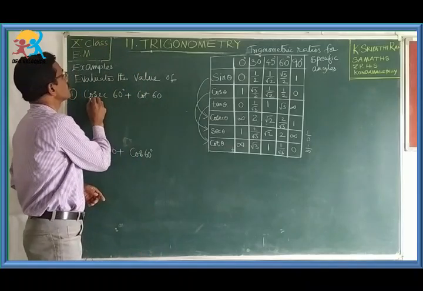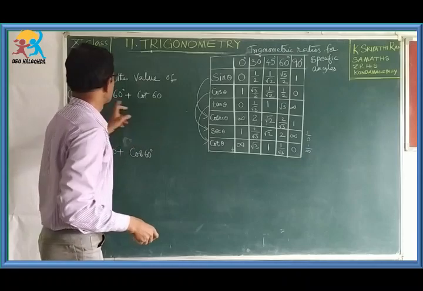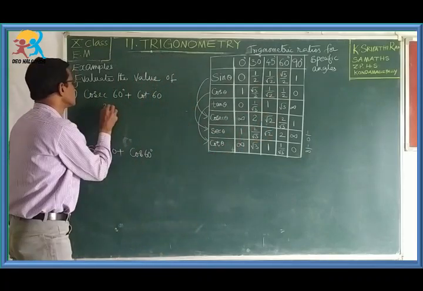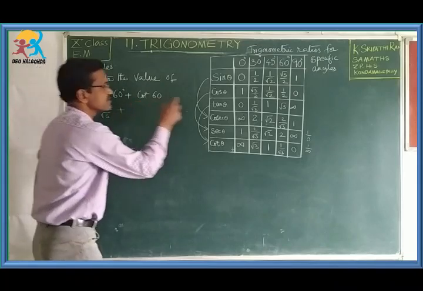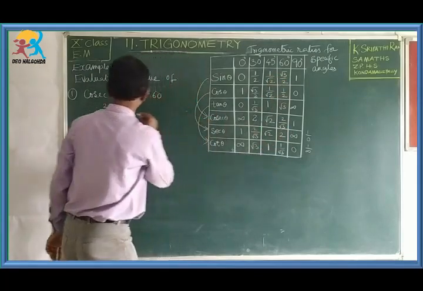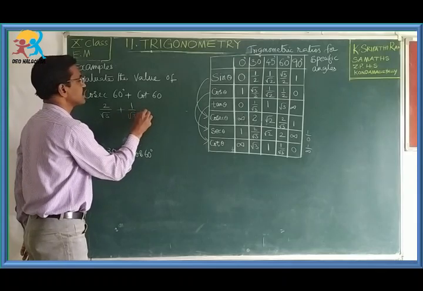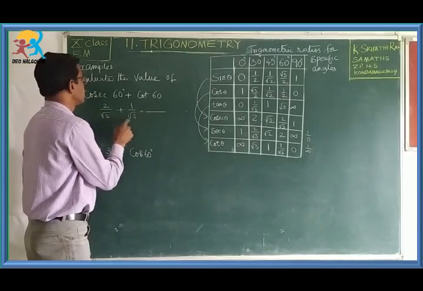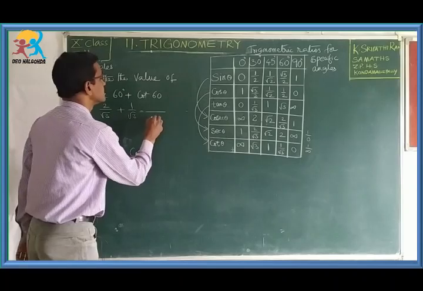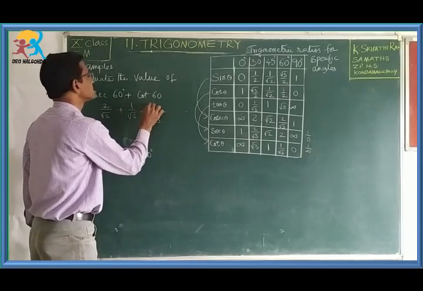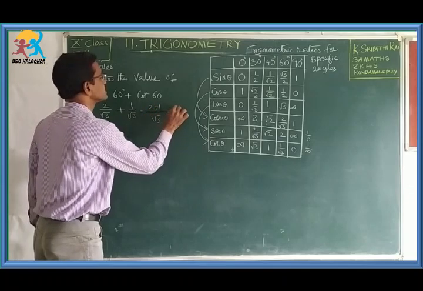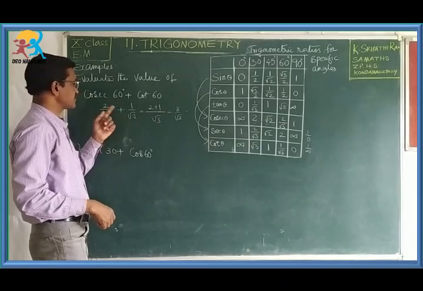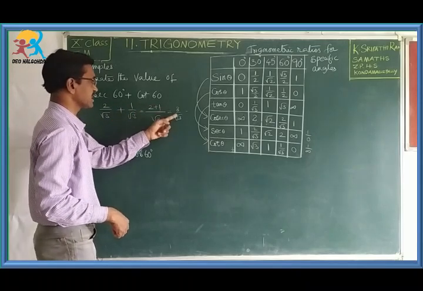Now let us solve this one: cosec 60 plus cot 60. The cosec 60 value is 2 by root 3. Then the cot 60 value is 1 by root 3. By adding these two we get, here root 3 is the LCM because these are like fractions. So 2 plus 1 means 3 by root 3. Because these are like fractions we can add directly, 2 plus 1, 3 by root 3.